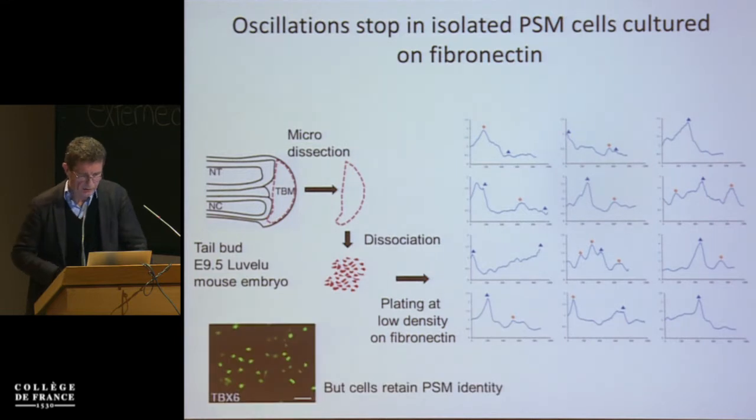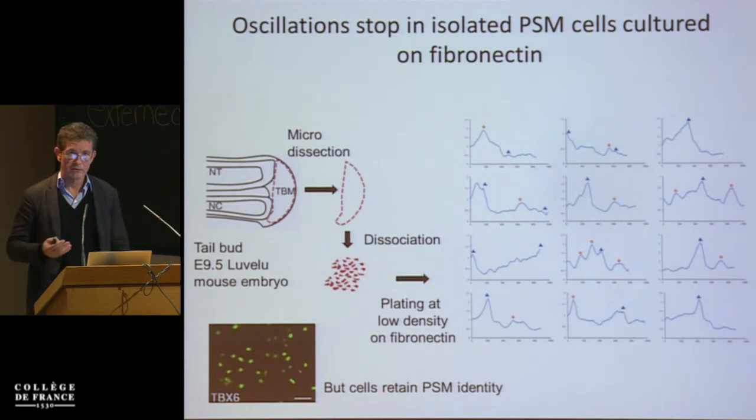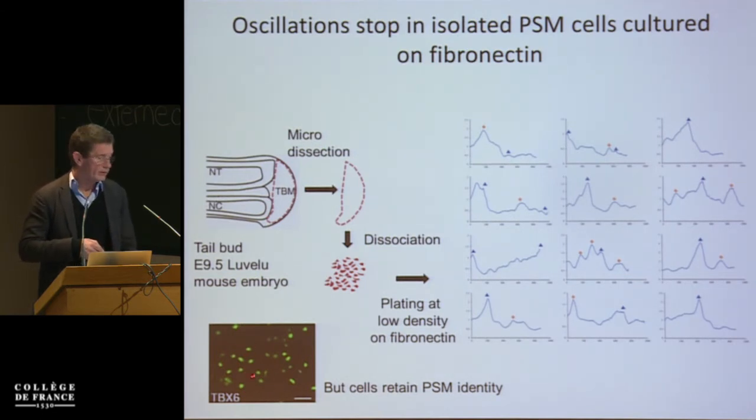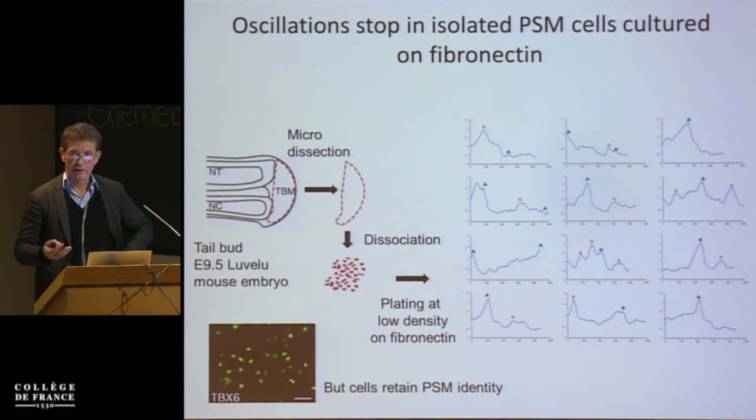But what Alexis noticed also is that while the cells stop oscillating, this is not because they differentiate. If you look at the expression of markers that are specific for the oscillatory domain, the posterior presomitic mesoderm, namely this protein TBX6, you see that the cells that stop oscillating retain an identity of posterior presomitic mesoderm.